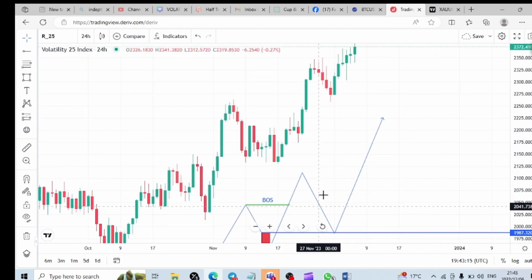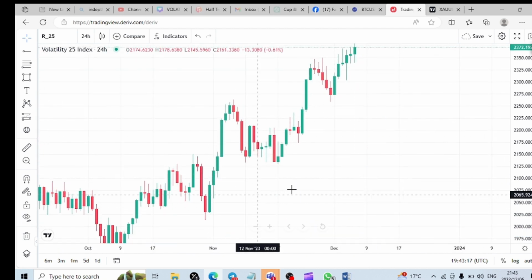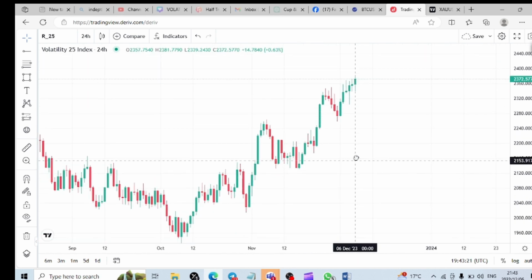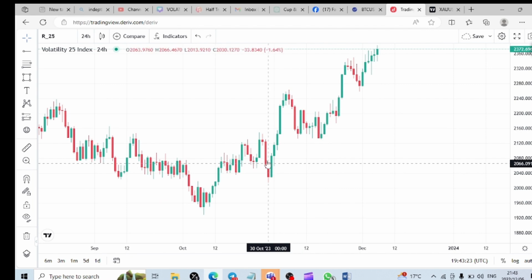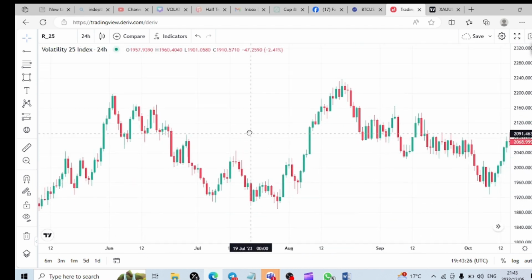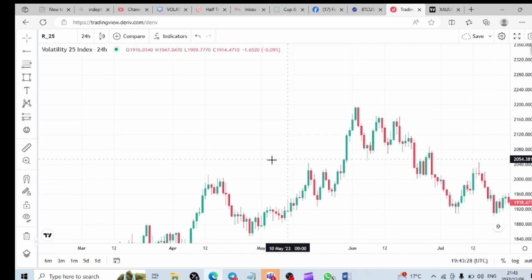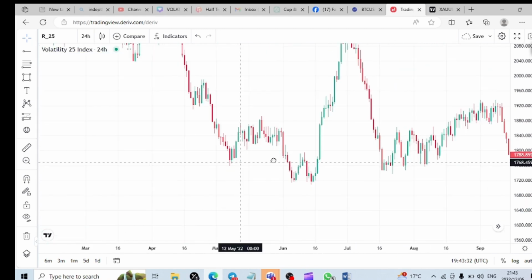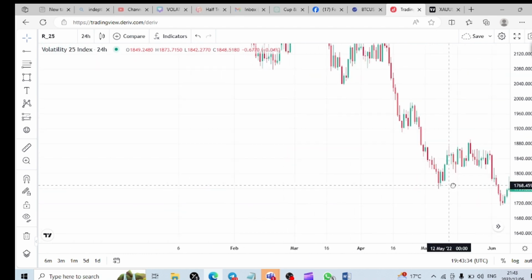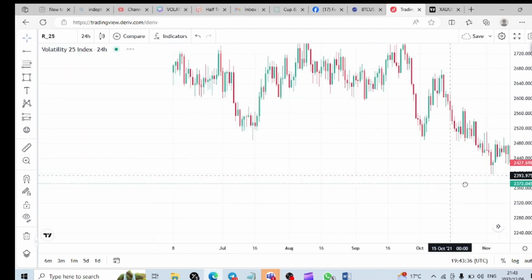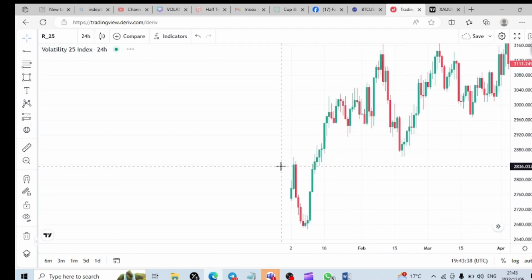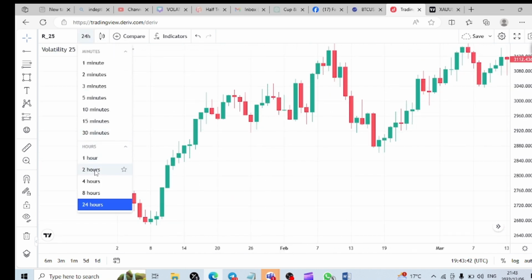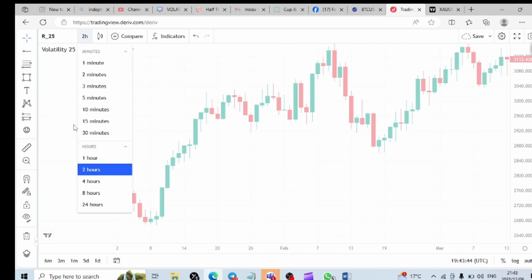Okay, let's quickly look for an example. The last one, then we call it a day. I want an example of a bullish order block. Normally selling bearish, price is moving up. Let me quickly go to the 4-hour chart.